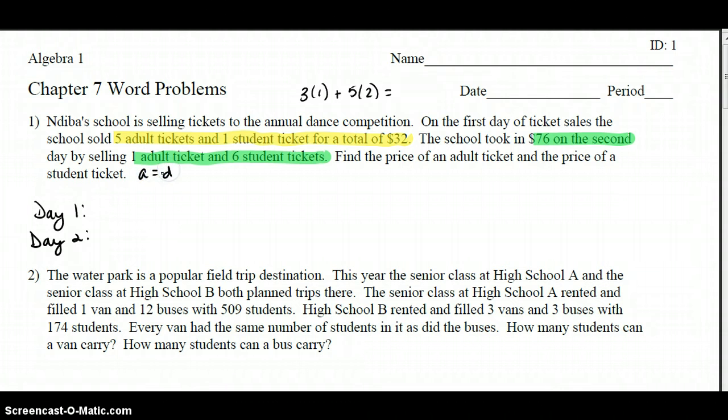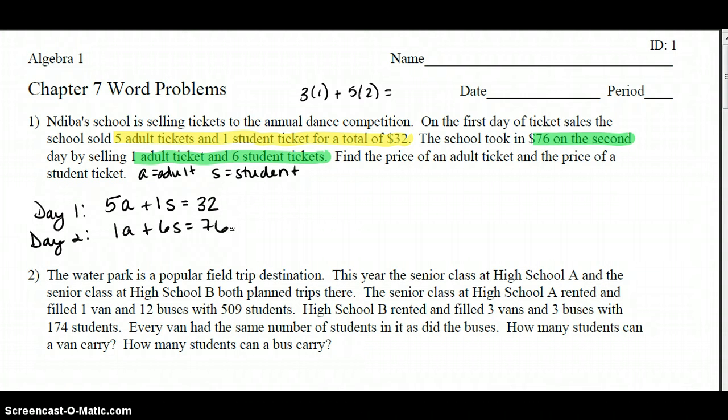So let's identify our variables. That's the first thing you should always do after you read information, of course. And it doesn't matter which variable you choose. I just like to choose ones that will go along with the word problem. So notice that I used A for adult and S for student. Okay, so day 1, let's write this out. Sold 5 adult tickets, so 5 times a certain amount of money, plus 1 student ticket, for a total of $32. So on day 1, 5 times A plus 1 times S equals 32. On day 2, you have 1A plus 6S equals 76.